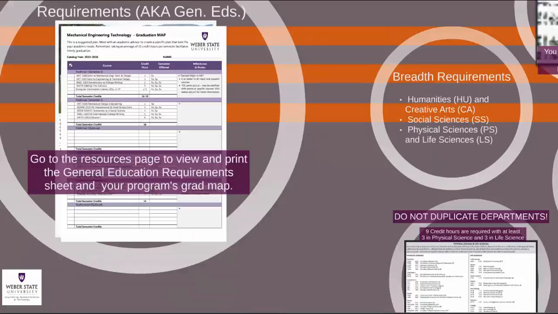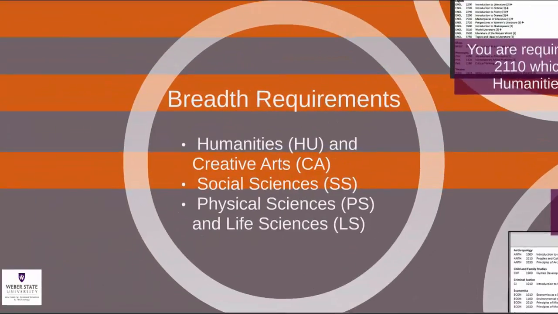The second set of requirements in general education is called the breadth requirements. The breadth includes humanities and creative arts, and your social, physical, and life sciences. These courses must be passed with a D- or higher, unless a higher grade is required due to major course requirements. For mechanical engineering technology students, major courses require a C or better.